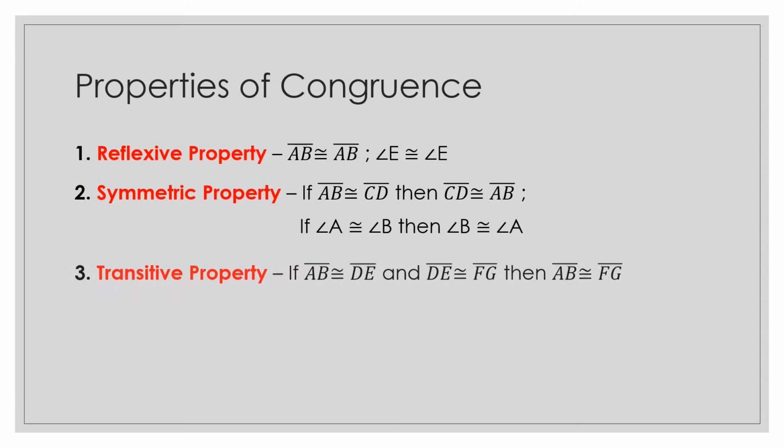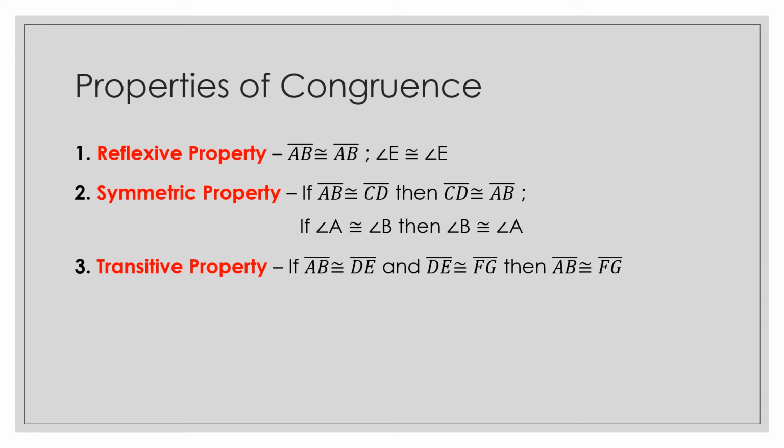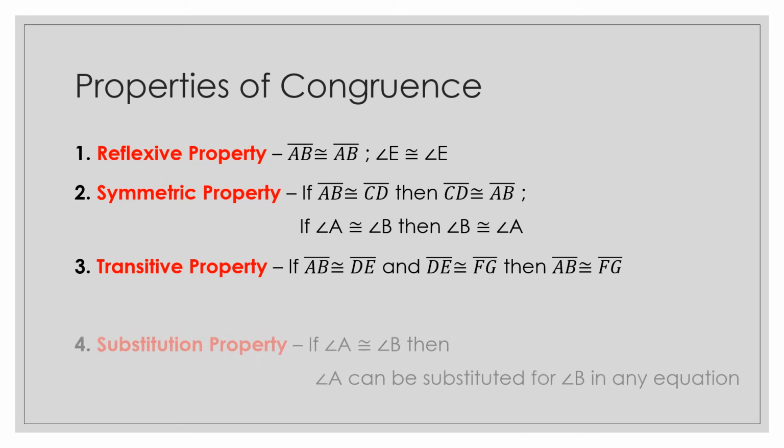The third property of congruence is the transitive property of congruence. In here, it states that if segment AB is congruent to segment DE and segment DE is congruent to segment FG, then segment AB is congruent to segment FG. Same thing applies with the angles.